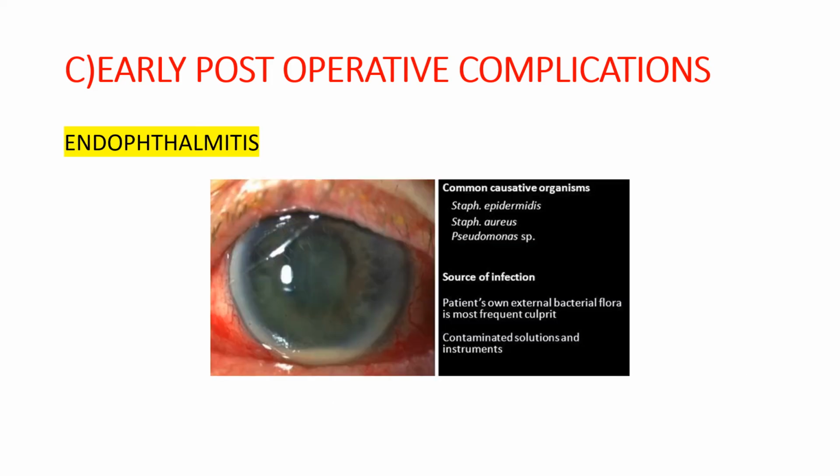So here in this picture, it's a case of endophthalmitis, early post-operative. It's an early post-operative complication here, so it will be an acute endophthalmitis. Here you can see there is a hypopyon at the bottom of the anterior chamber, and there is congestion in the conjunctiva. So any such finding, even AC exudates, any such finding post-operatively should always be taken as endophthalmitis unless proven otherwise. The causative organisms are usually Staph epidermidis, Staph aureus, and Pseudomonas species.